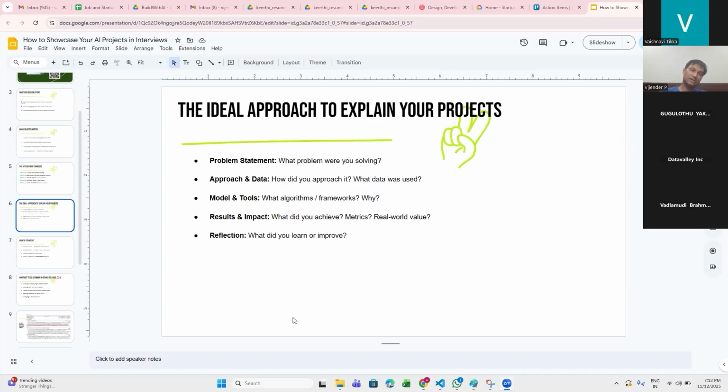Now, next is models and tools. So you should also talk about what algorithms or frameworks were used. Did you use any specific frameworks or algorithms? And why did you use them? You should also be able to talk about them. Some of these things, even before the interviewer asks, it's better that you talk about them, right?